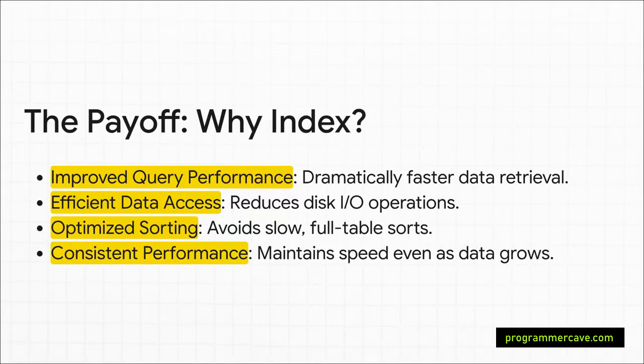So what do you get out of all this? Well, for starters, your queries get lightning fast. You're reading way less from the disk, which is a huge bottleneck. Sorting data becomes a breeze. And this is the big one. Your performance stays consistent and snappy, even as your tables grow from 1,000 rows to 1 billion rows.